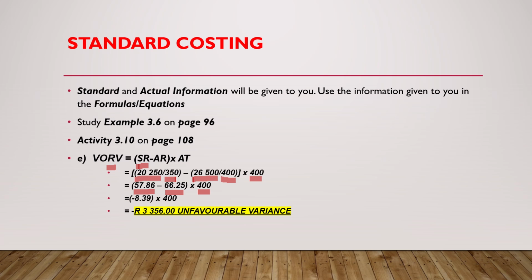Multiplied by actual time, then it gives us a deficit of minus 3,356 rand unfavorable variance. Remember, always you must state whether your variance is favorable or unfavorable. Okay, please don't forget that. Okay, let's go to the next slide.